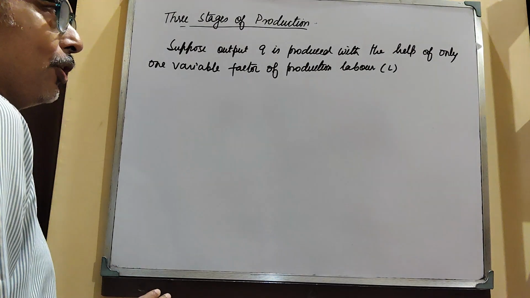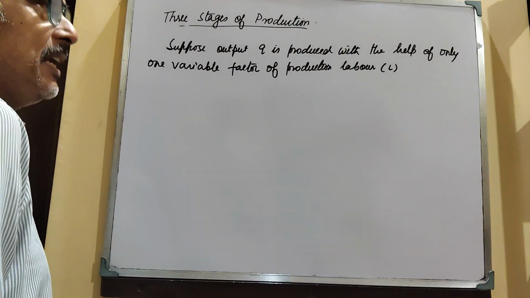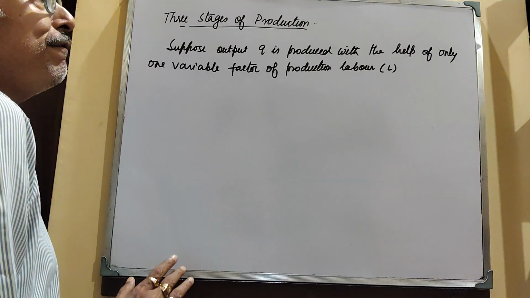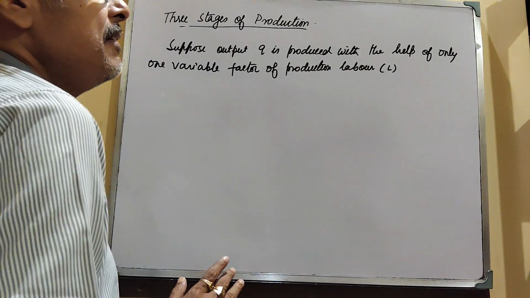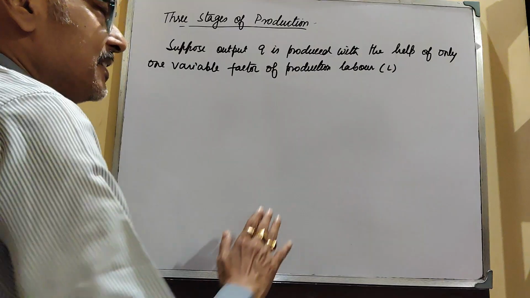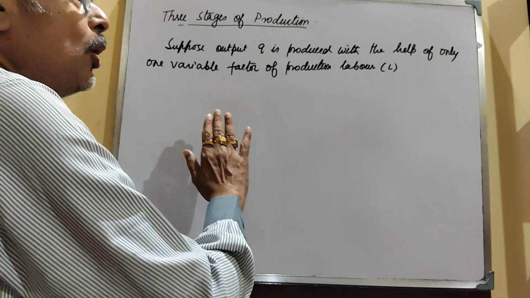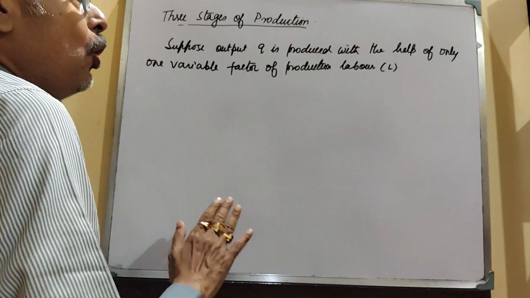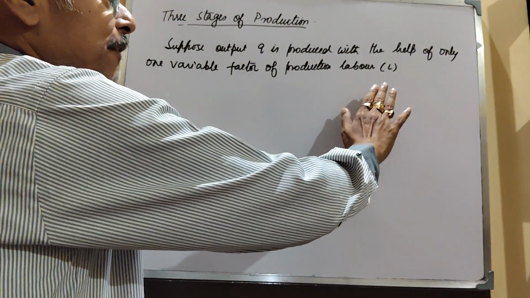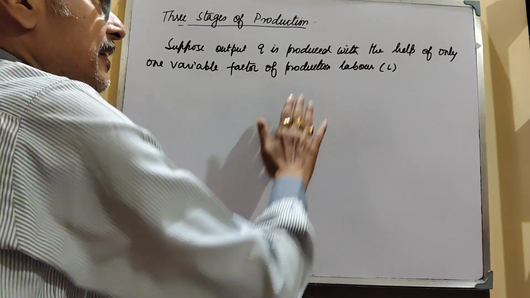In microeconomics, in theory of production, short run is a time period in which at least one factor of production is fixed. Here labor is the only variable factor and all other factors are fixed. Therefore, we consider that this is a short run analysis.